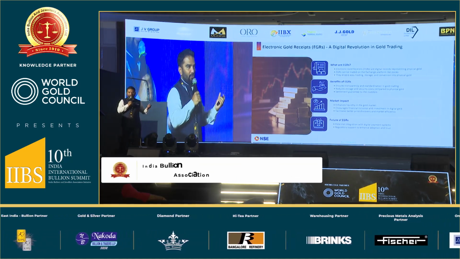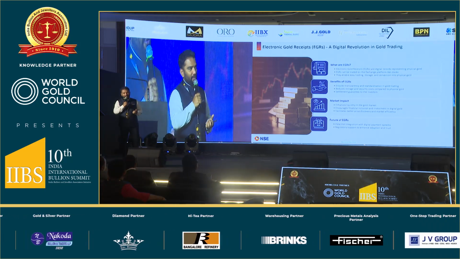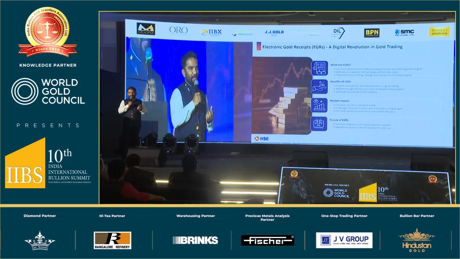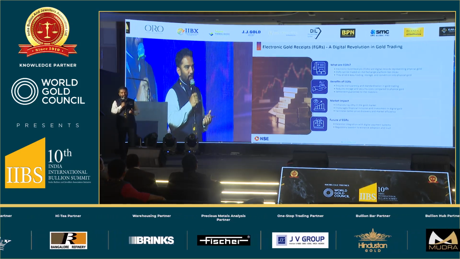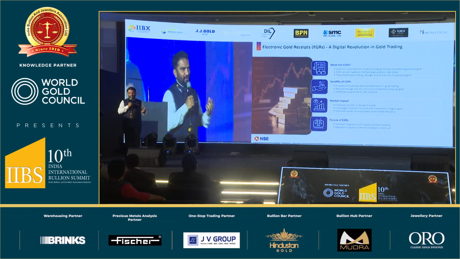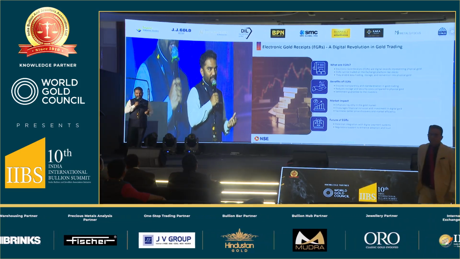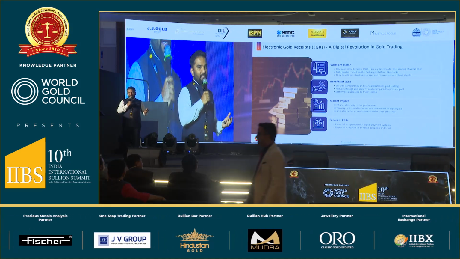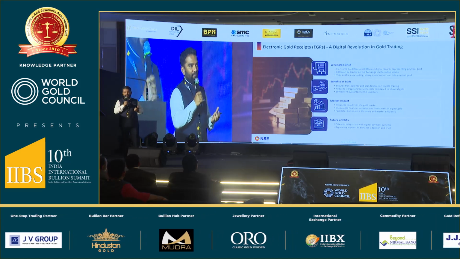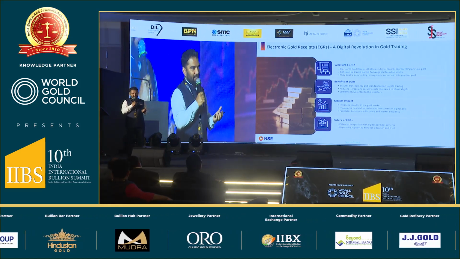You would go to a vault manager approved by SEBI, and you would essentially deposit your gold over there, and you would get an EGR issued, which is registered in a depository. And once this is registered in a depository and linked to the exchange, you can then essentially buy and sell these EGRs on the exchange, just like you would trade stocks, for example. It's as easy as that, right?